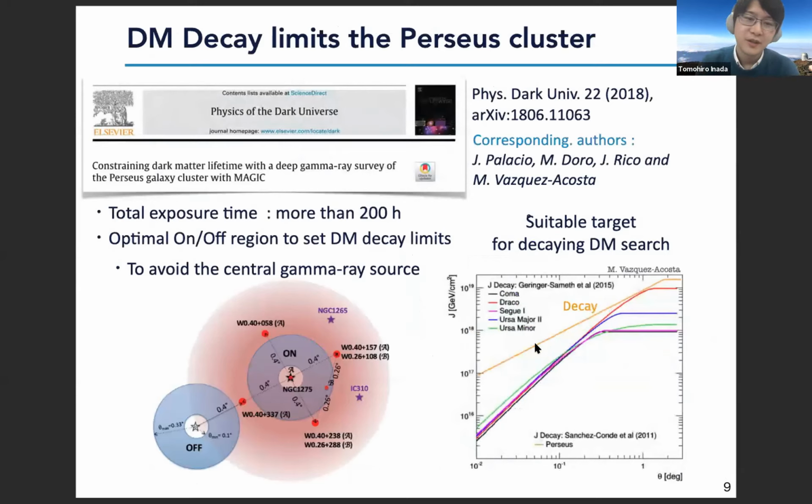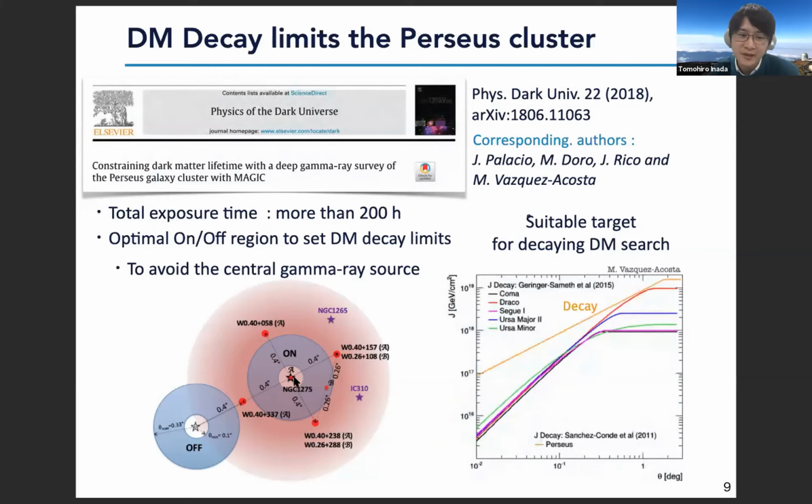From now, I will talk about the dark matter decay limits. So the limits for dark matter lifetime, with the Perseus cluster. The first time, the Perseus cluster was taken to study the active galactic nuclei in the center of the galaxy, but we recycle this data for dark matter search. So we have plenty of data, more than 200 hours, and then we optimize the pointing and the on and off region to set dark matter decay limits.